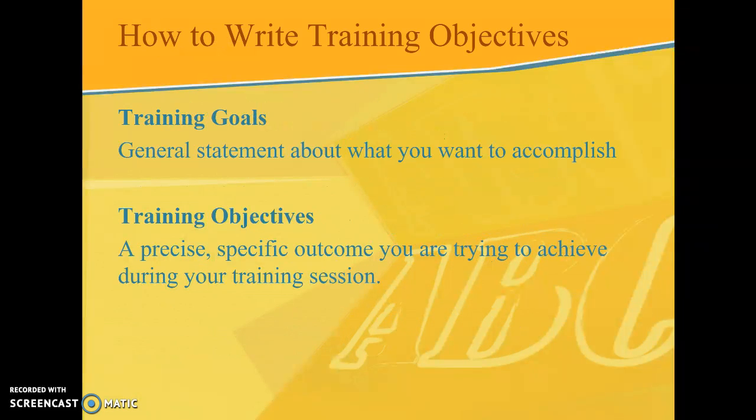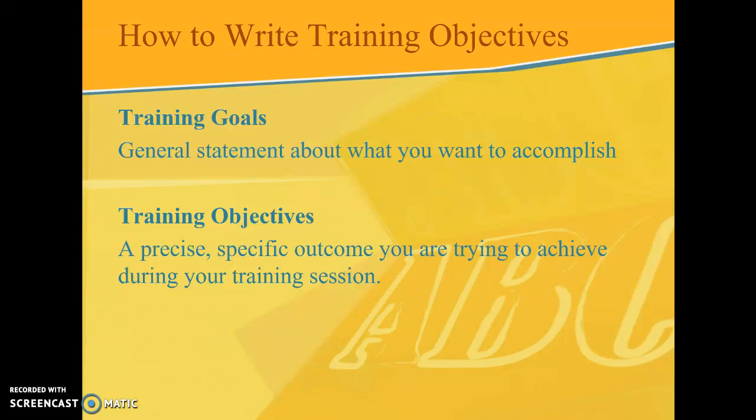The first thing that we want to look at as you all prepare to create your training are 2 things. The first is a training goal. It's the general statement about what you want to accomplish. Make sure that you're taking notes to ask your group members about how you all plan to attack your particular topics. The first thing is, what is our overall goal for our training session? The second are training objectives. These are a precise, specific outcome that you're trying to achieve during your training session.